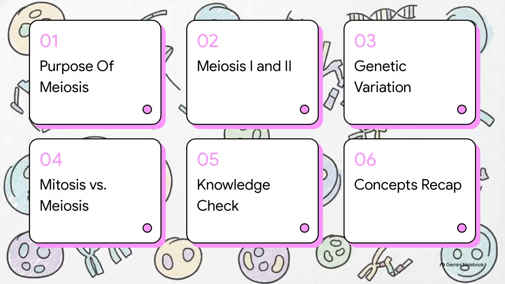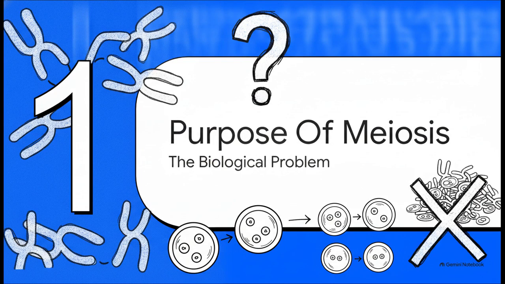Okay, let's dive into this. Here's our quick agenda for today. First, the purpose of meiosis, then explaining Meiosis I and II, modeling human genetic variation, mitosis versus meiosis, a quick formative knowledge check, and finally a recap of required concepts. So, let's kick things off with Section 1, the purpose of meiosis, the biological problem.